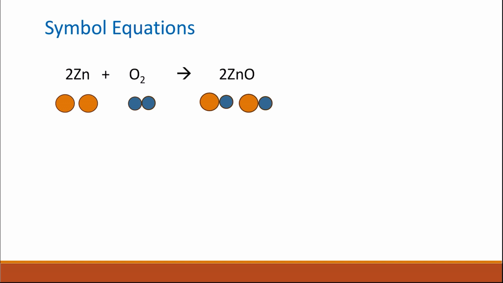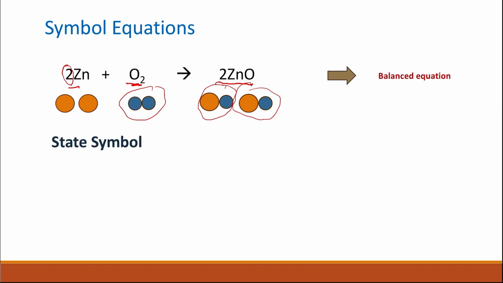When you try to visualize this reaction, you can see that two of the zinc atoms will react with one of the oxygen molecules to give you two zinc oxide. This is a balanced equation. To balance your equation, you need to put the number that represents the number of formula units or amount of substance that was used in this reaction or produced in that reaction. So 2 zinc plus 1 oxygen will give you 2 of the zinc oxide. Now this equation is balanced, and then we need to consider adding the state symbols.